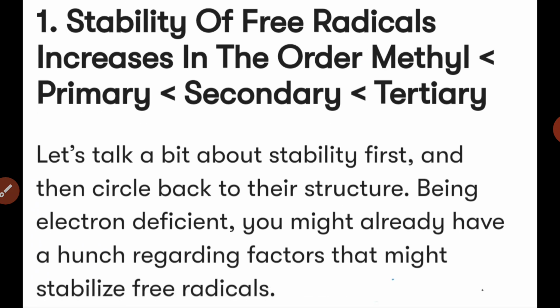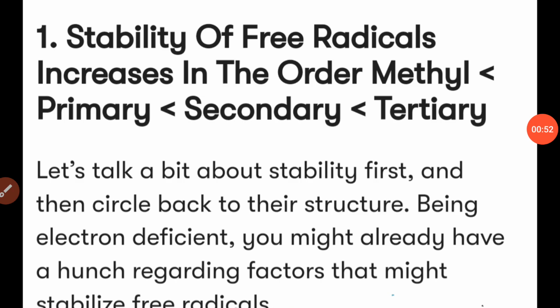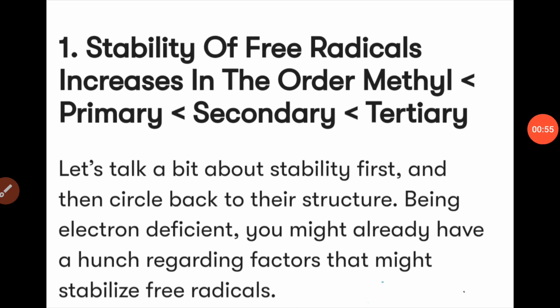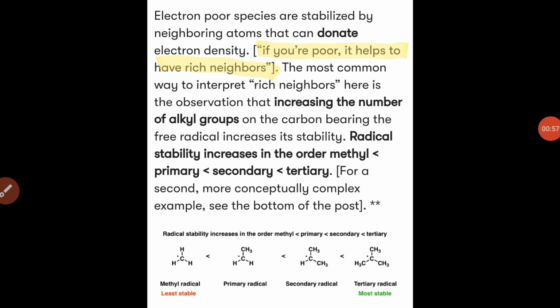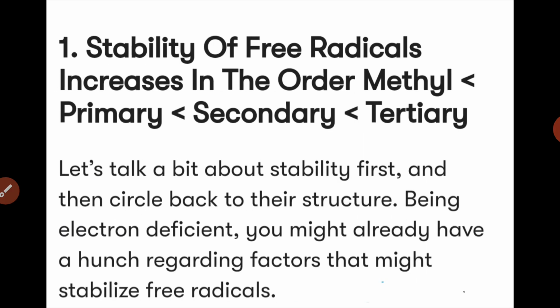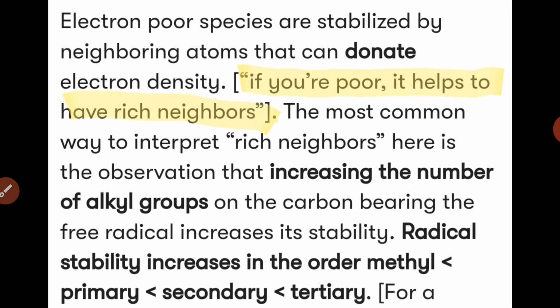Let's talk a bit about stability first. Before going to the geometry and structure, I have to tell you about the stability. So let's discuss how stability increases with the order of methyl less than primary less than tertiary. Electron poor species are always stabilized by neighboring atoms that can donate electron density to them.